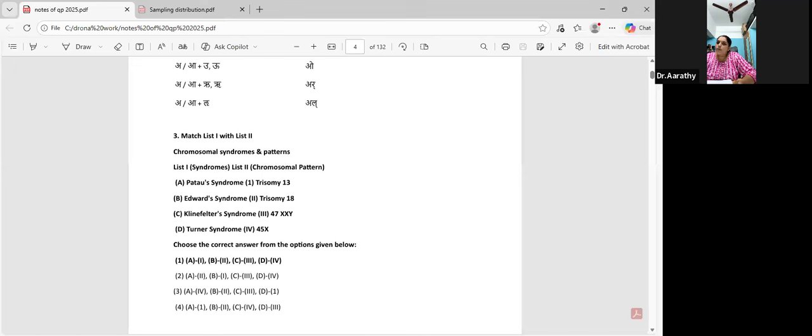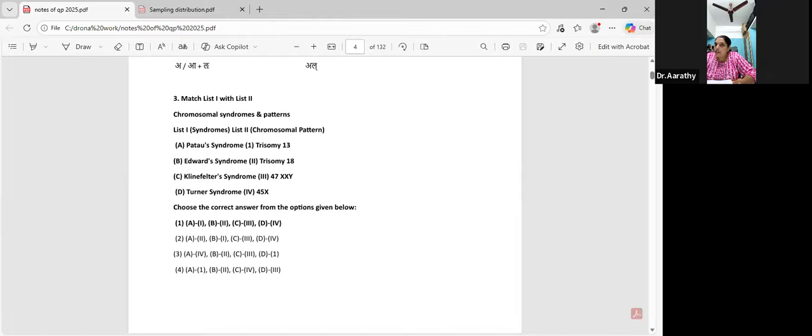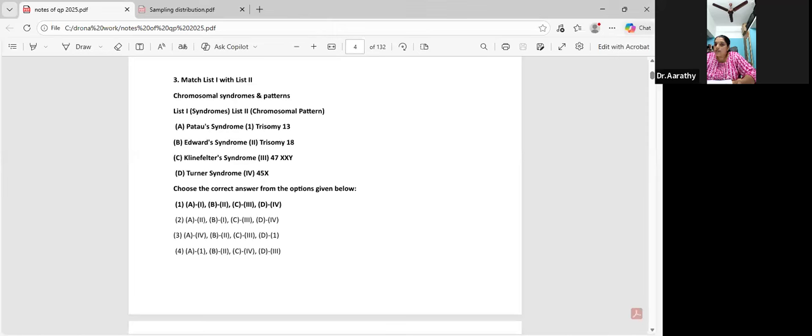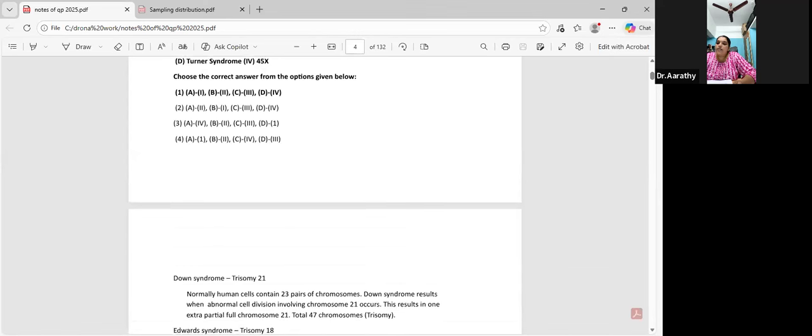The third question is about chromosomal syndromes and their patterns. So this is very important. You will have to study all these symptoms. In pediatrics, you will be studying in detail the symptoms for each of these syndromes. Okay. So Patau's is trisomy 13, Edwards is trisomy 18, Turner's is 45X, Klinefelter's is 47XXY. The options are given as such, right? So option A is the correct answer.